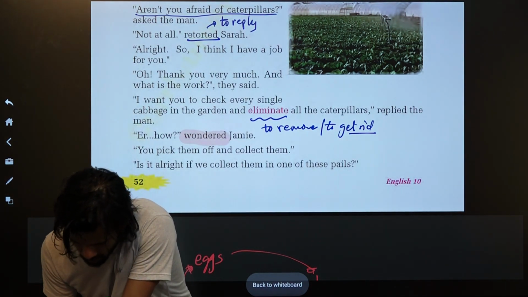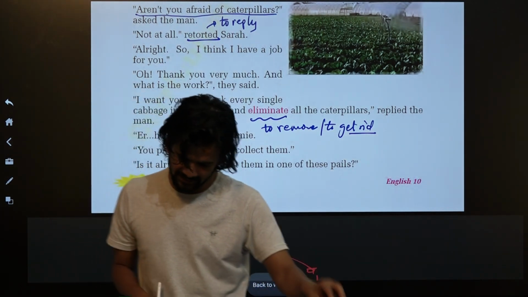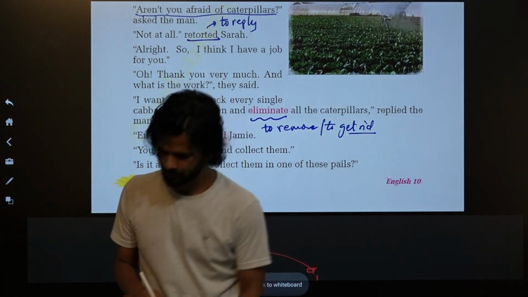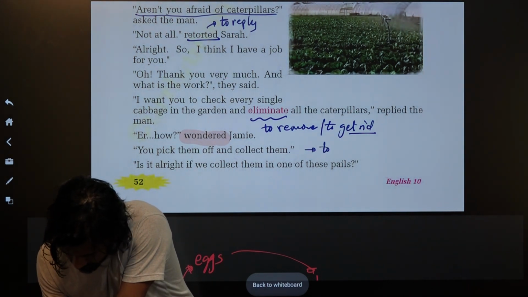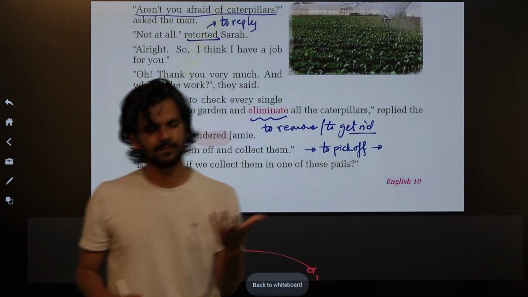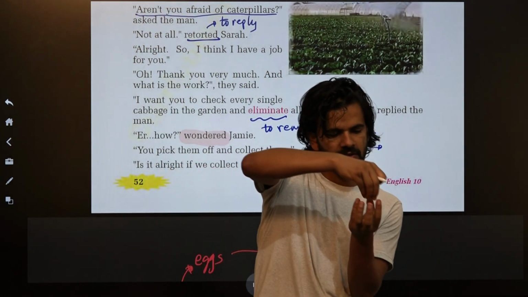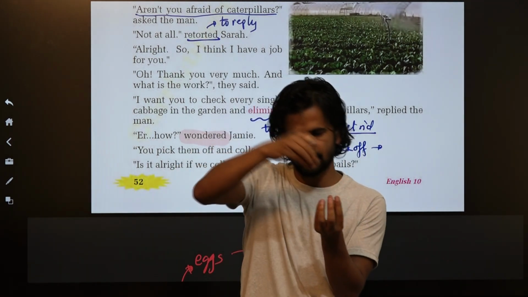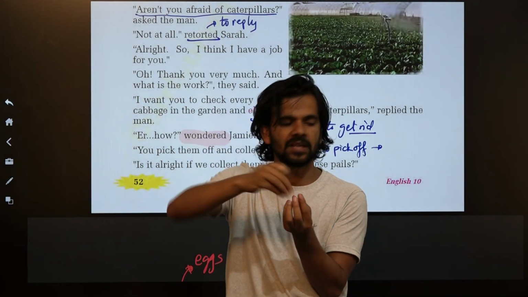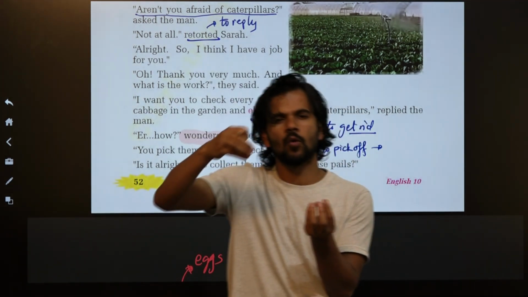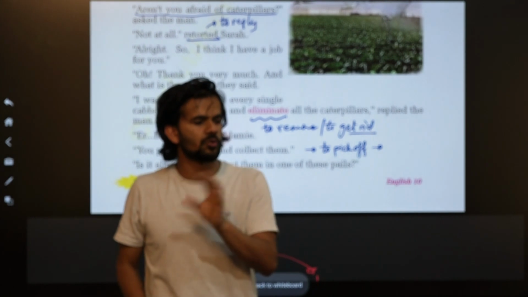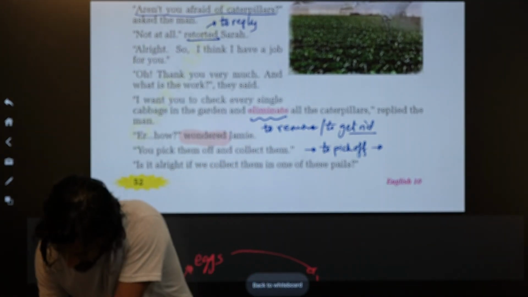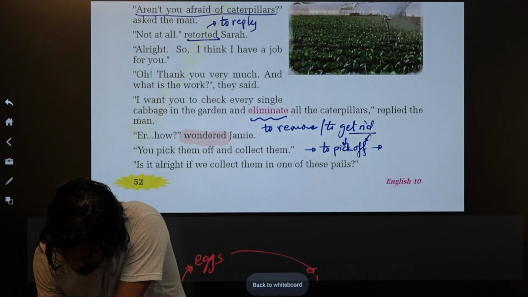You pick them off and collect them. So what do you do? You pick them off. To pick off. Remember this word, to pick off. So you have cabbage and you have caterpillars. The process of getting them or taking them away is called as picking off. Pick off. O-F-F, off. Okay? So this verb takes a preposition together. Pick is a verb and then this verb takes what? Preposition.